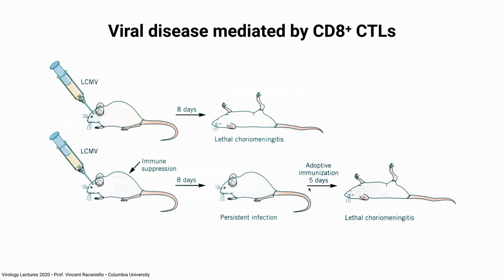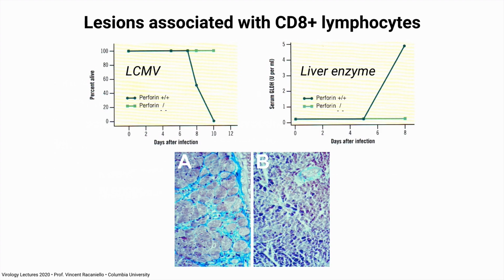If you then give these mice CD8 positive T cells from another mouse that had been infected with the virus, the mice die. So the virus is not killing mice. It's actually the CD8 CTLs that are killing mice. So what are they doing? Here's some experiments to show the damage caused by CD8 positive lymphocytes.